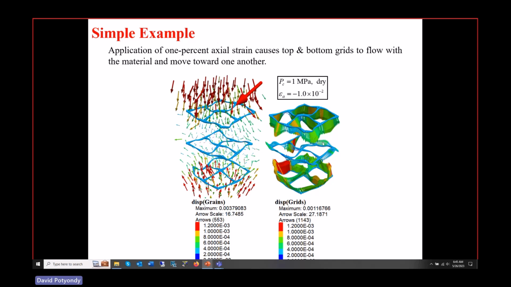This is just now looking at the displacements of the grid itself. And again, basically the top grid is getting pushed down, the bottom grid's getting pushed up, and the middle one is getting a little bit of both going on, because it's basically in the middle there, okay?